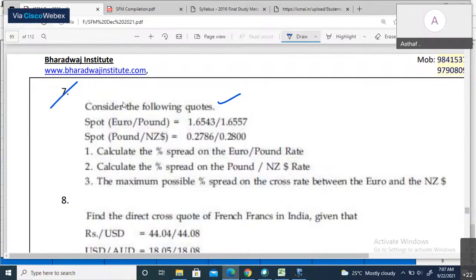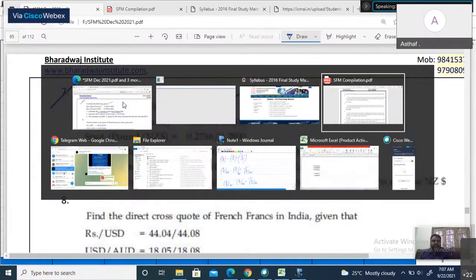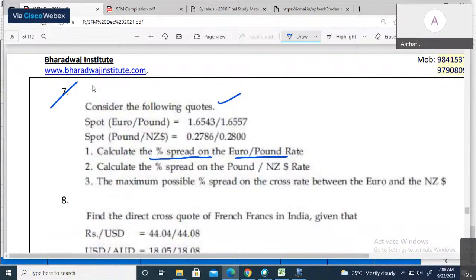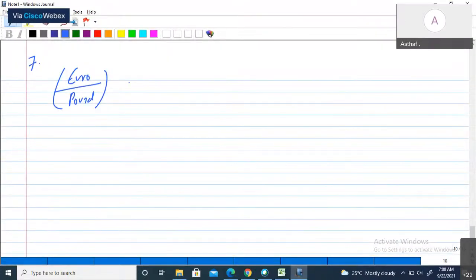First they are asking: calculate the percentage of spread for euro and pound. We know what is meant by spread. So let us go step by step. We have euro and pound. I will go very slow, don't worry, my dear. Euro and pound, we have one rate. What is the rate?